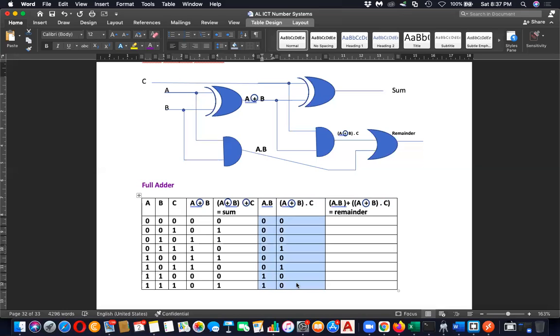OR gate, what is the speciality of OR gate? It's okay. Tell me the answer. OR gate? You said that in the beginning.